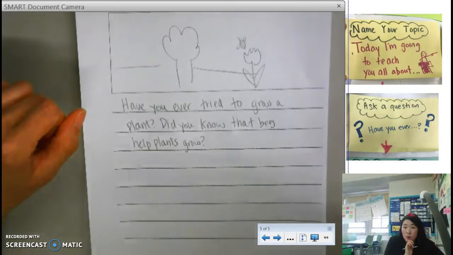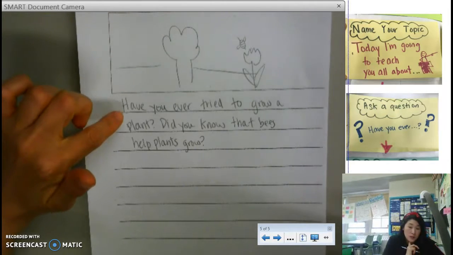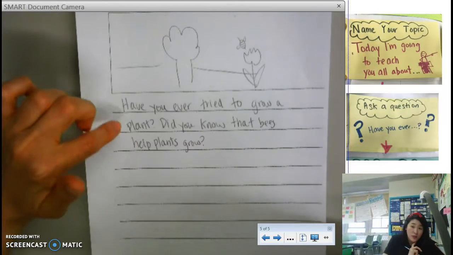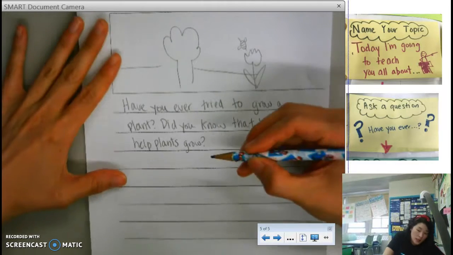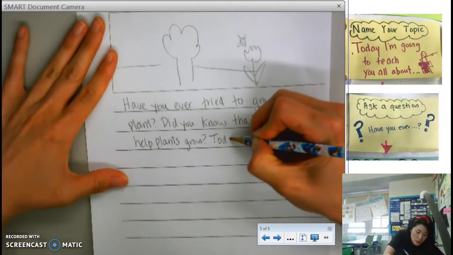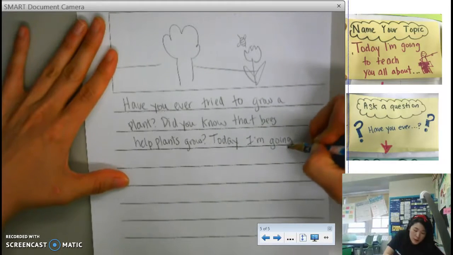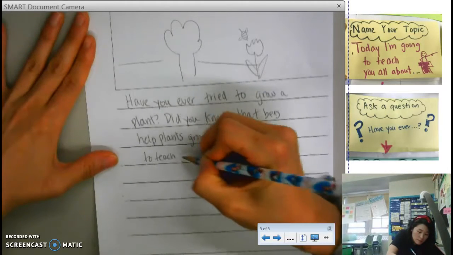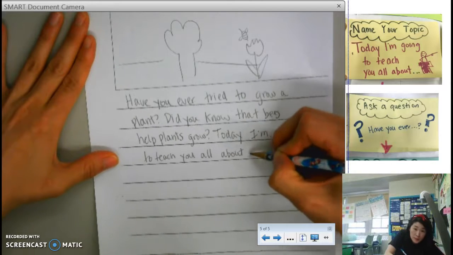And then what we often do is we often like to name our topics. So even though you only need to do one of these strategies, if you can do two like I did, or even three, and name your topic, you're going to have an even better introduction. So we could say, now, to let the readers know what we're talking about, today I'm going to teach you all about, and since I'm teaching about plants, I'm going to say, today I'm going to teach you all about plants.